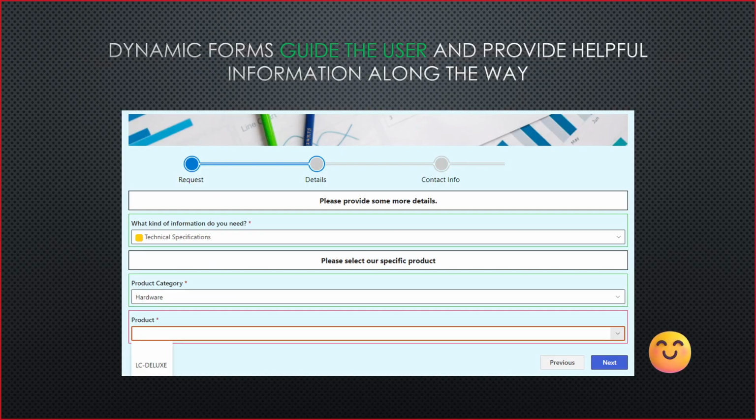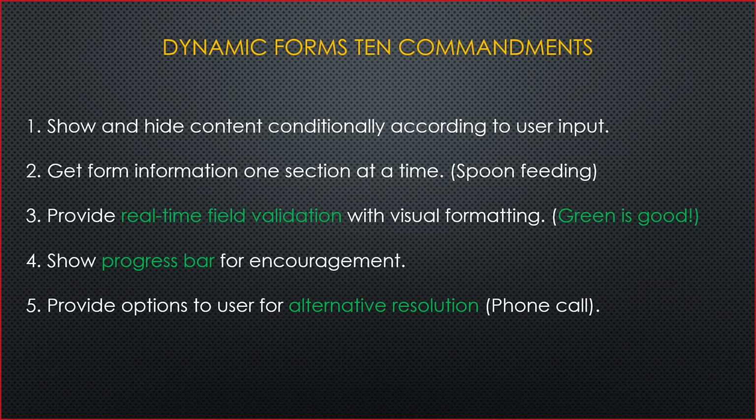Okay, so this is more the nature of the form that we should be trying to do. We should have a form that guides the user and provides helpful information during the process as they're completing information. All right, so let's talk about the 10 commandments, as I say, for dynamic forms. Things that you should strive to accomplish with your forms, and then I'll show you specific examples and talk about how you can make sure that you do that.